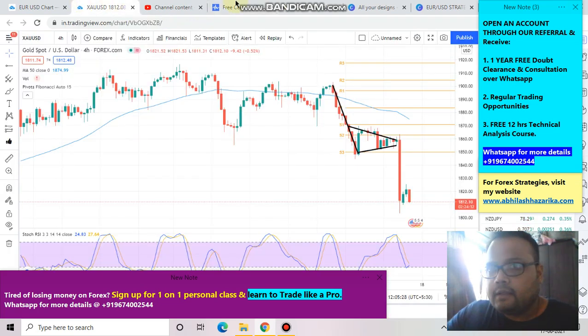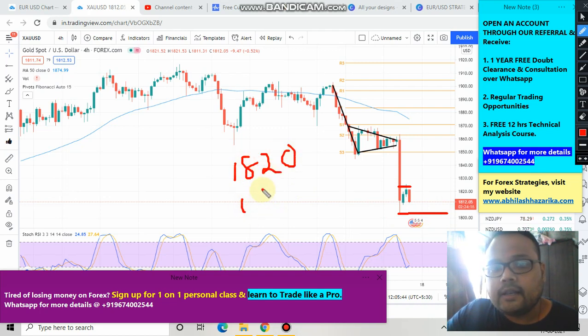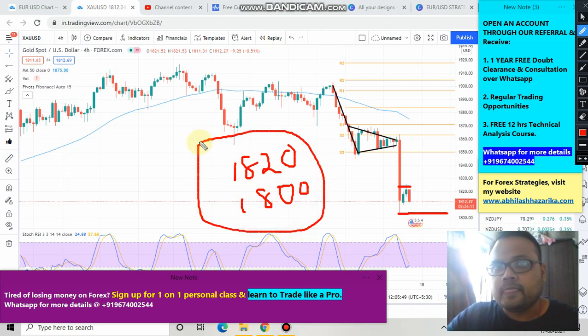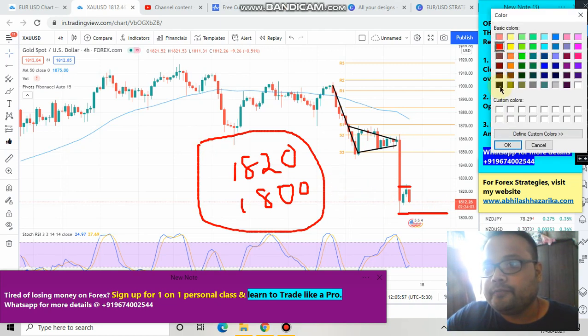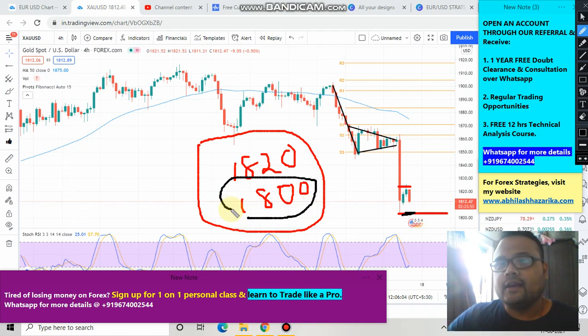Do you think that this is the right opportunity to short the market? Because yes, after this big fat red candle, the market is in this range: 1820 on the upside and 1800 on the downside. So right now you can see that the market is trading in this range. Do you think that this is the right opportunity to short the market, or will it be right to short the market only if the market crosses this 1800 level? There is a catch here. Let me show you.